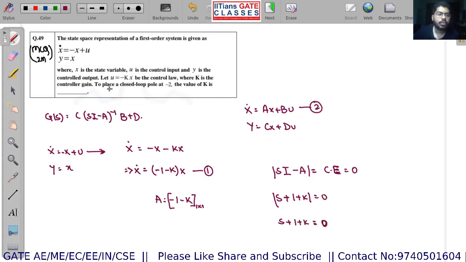Now what have they asked? To place a closed loop pole at -2. So basically if you have the closed loop pole at -2, that means your characteristic equation should look something like this. So compare this to what you see, k plus 1 is equal to 2 or k equal to 1. Okay, very simple question. k equal to 1 is the correct answer to this question. Very simple question.